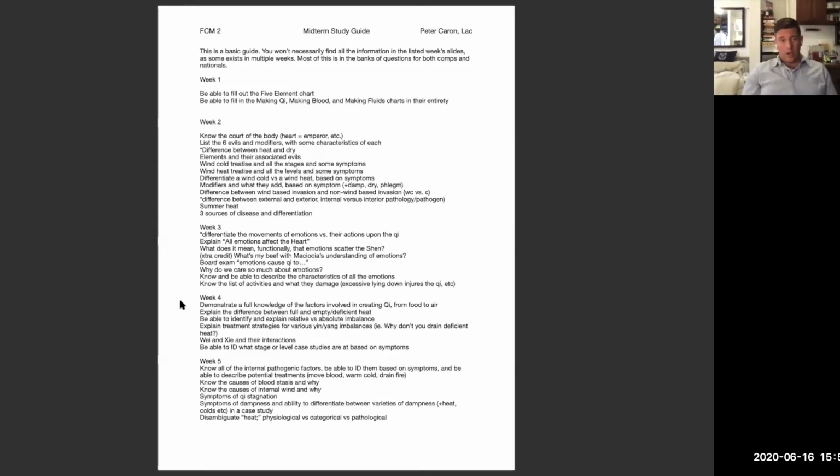In week four, I want you to be able to demonstrate a knowledge of the factors involved in creating qi. So from week one, I asked you to be able to recreate the chart. And here, I want to be able to ask you questions about that chart and have you be able to answer them. Just make sure that chart makes sense to you.